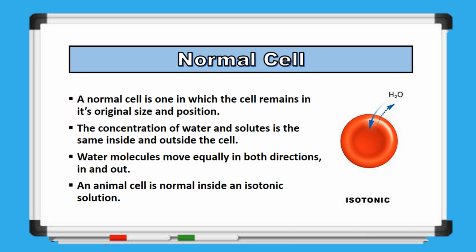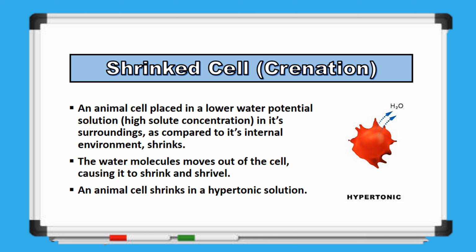In this state, water molecules move in and out of the cell at the same rate, maintaining equilibrium. This occurs when the animal cell is placed in an isotonic solution, where the water potential inside the cell matches that of the surrounding environment. When an animal cell is placed in a solution with lower water potential, higher solute concentration compared to its internal environment, it loses water. This causes the water molecules to move out of the cell, leading it to shrink and shrivel. This process, known as crenation, occurs when the cell is in a hypertonic solution.